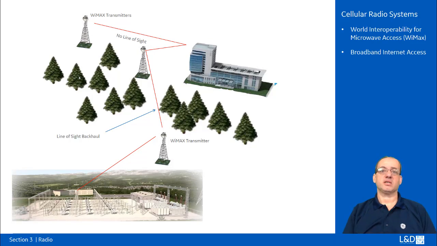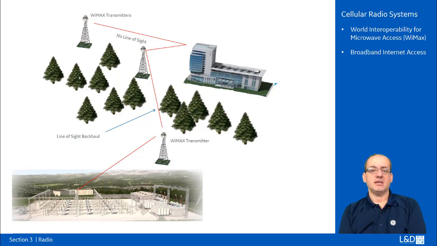A WiMAX tower station can connect directly to the internet using a high bandwidth wired connection, for example, a T3 line. It also can connect to another WiMAX tower using a line-of-sight microwave connection. This connection to a second tower, often referred to as a backhaul, along with the ability of a single tower to cover up to 3,000 square miles, is what allows WiMAX to be able to provide coverage for remote rural areas.